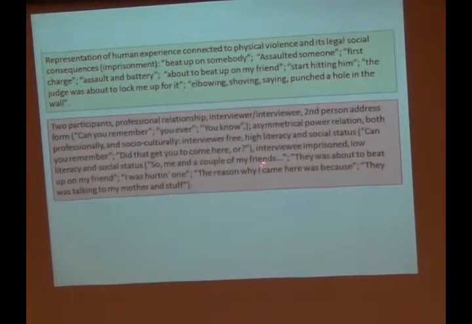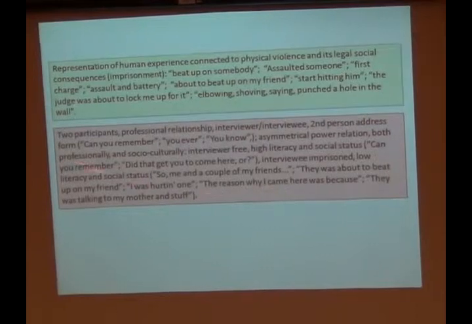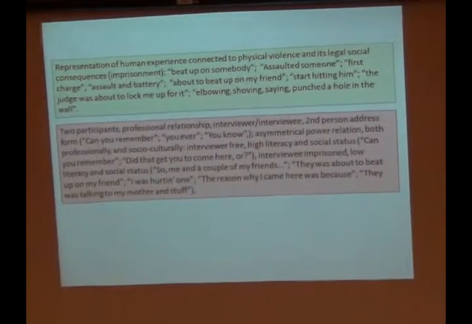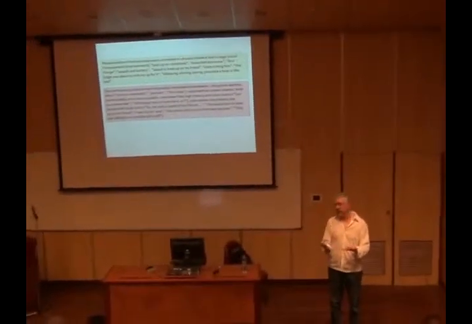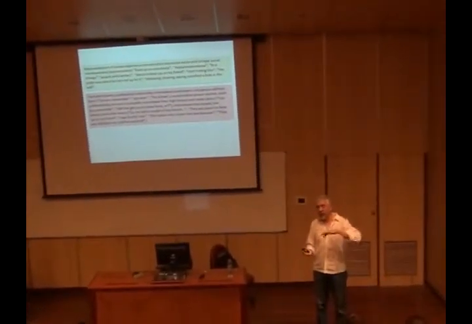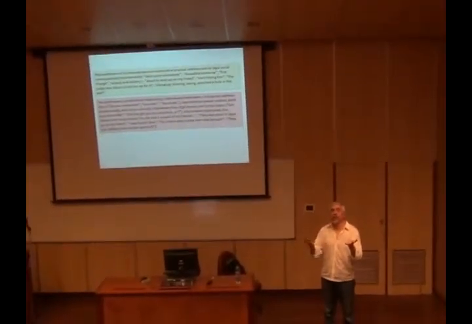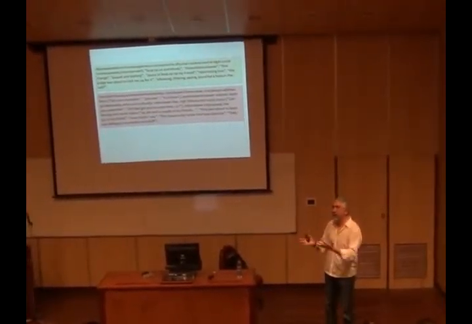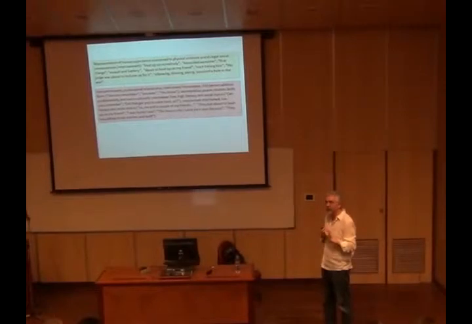"So me and a couple of my friends, they was about to beat up on my friend. I was hurting one. The reason why I came here was because they was talking to my mother and stuff." These are structures that show a lower level of literacy and a lower status. In fact, we can even say that the interaction is between an interviewer whose race we don't know and an interviewee that we know is a black person, because he uses characteristics of black English. Okay? So it's there in the text. Do you know what I mean? You get the context from the text.